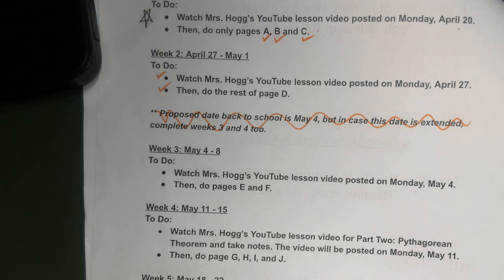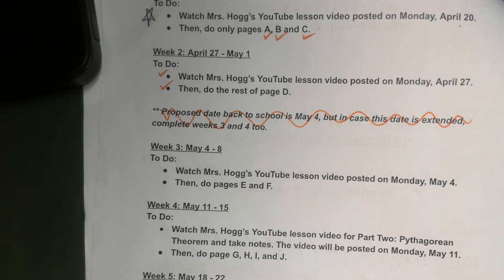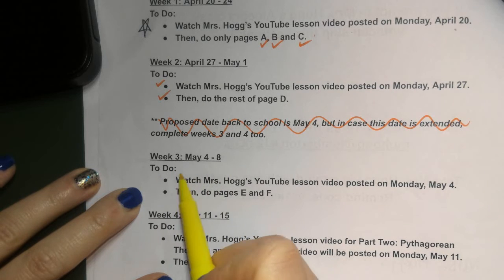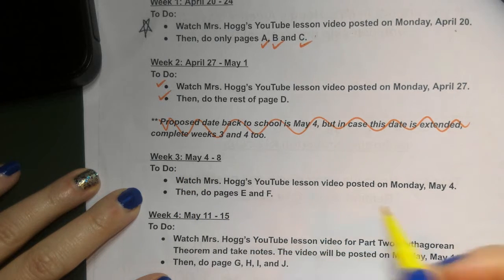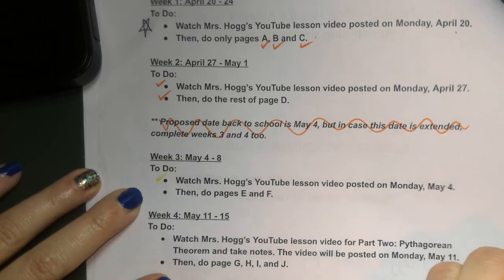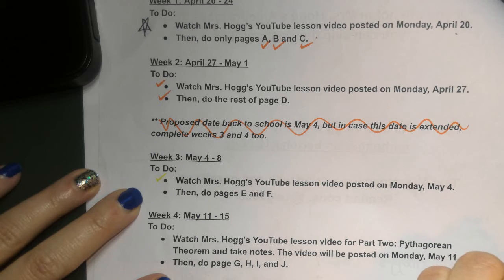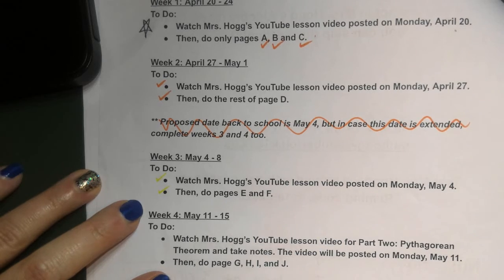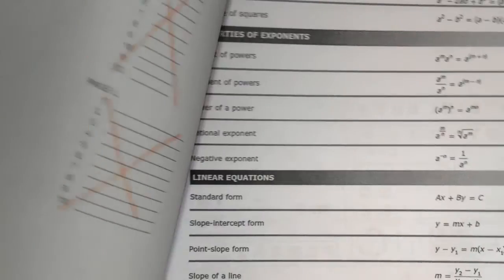So if we go to our packet, on week 3, which is this week, it says May 4th through 8th, we need to watch Miss Hogg's video, which posts this what you're watching right now on May 4th. And then you're going to do pages E and F. So that's what we're going to focus on today, pages E and F. So we're going to skip through to page E.